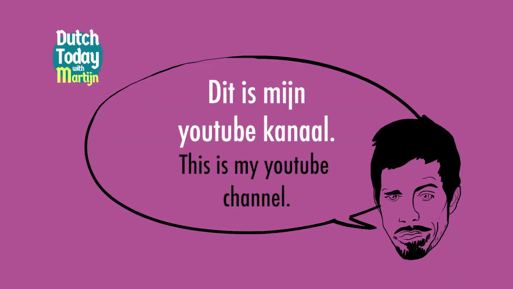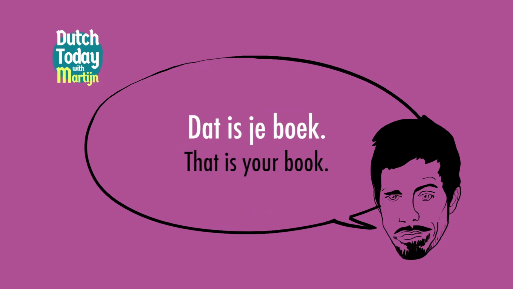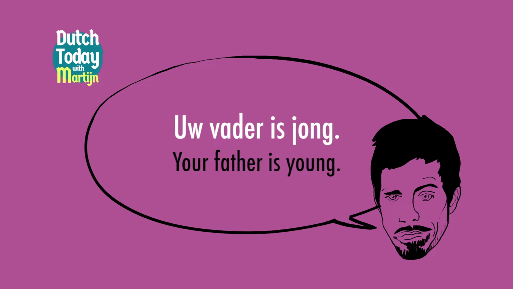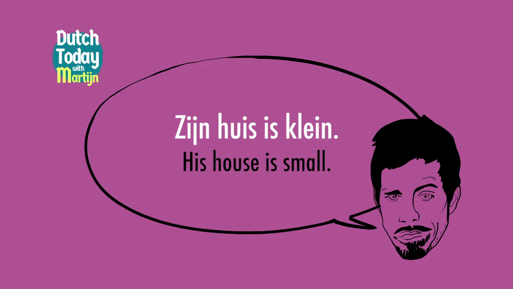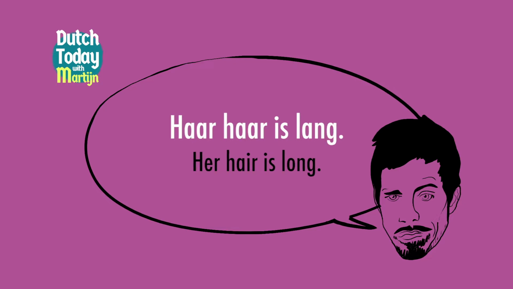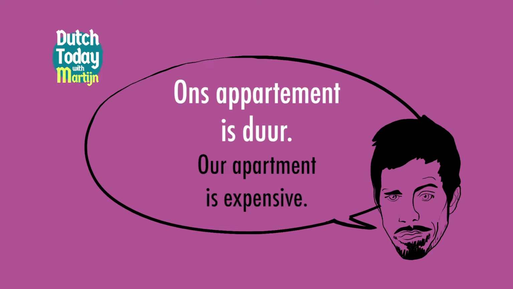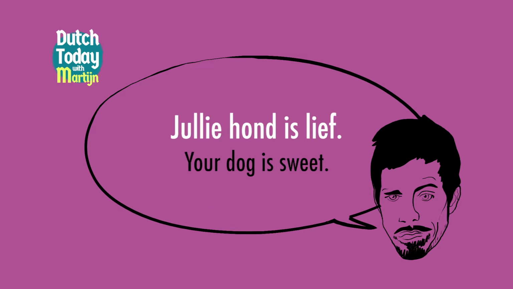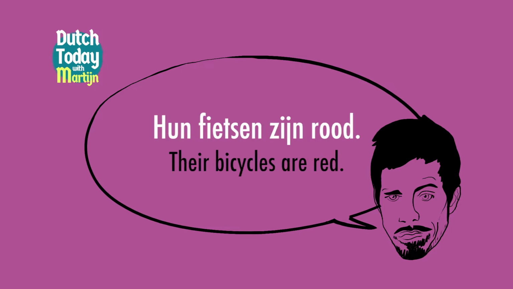So let's see a few examples of sentences with the possessive pronouns. Dit is mijn YouTube-kanaal. Dat is je boek. Dat is jouw boek. Uw vader is jong. Zijn huis is klein. Haar haar is lang. Ons appartement is duur. Onze hond is oud. Jullie hond is lief. Hun fietsen zijn rood.